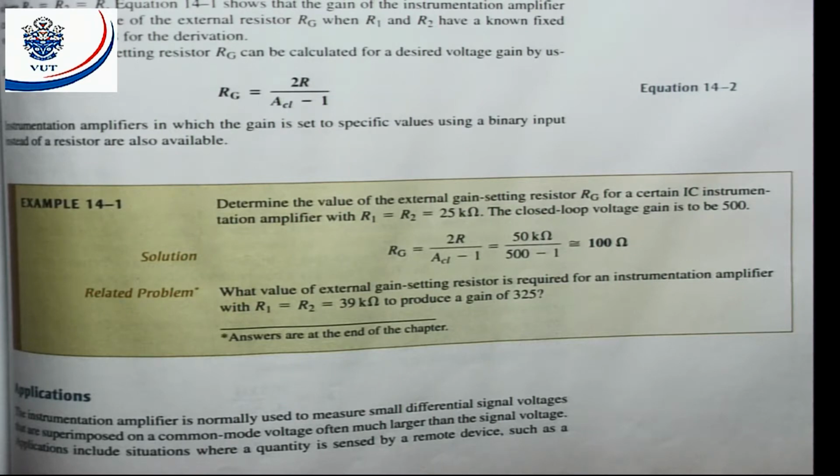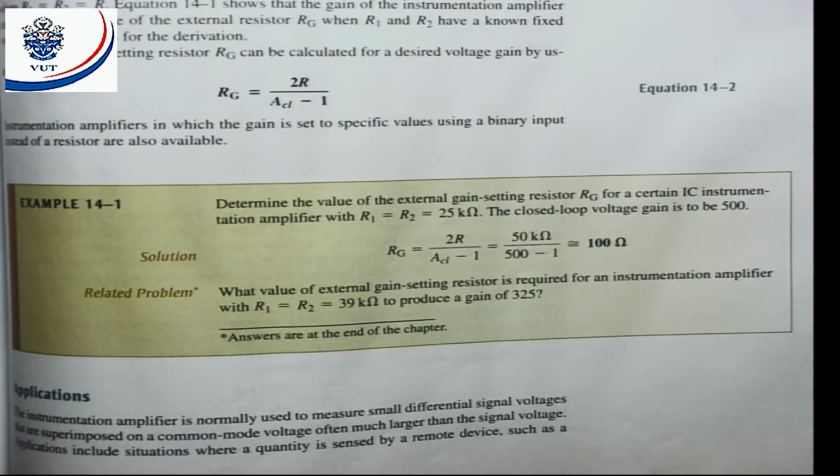They say the gain setting resistor RG can be calculated for a desired voltage gain by using equation 14.1. RG is equal to 2R divided by the closed loop gain minus 1. Instrumentation amplifiers in which the gain is set to specific values using a binary input instead of a resistor are also available. We will look at specific instrumentation amplifiers. They will give us standard values.